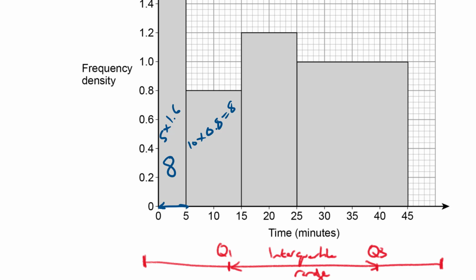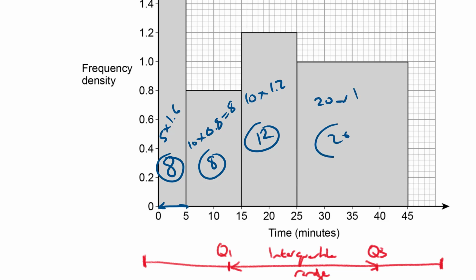This third bar has a class width of 10 and a height of 1.2, and that tells me it represents 12 people. And then finally the last bar has a class width of 20 and a height of 1, so that represents 20 people. Let's double check that adds up to 48: 8, 16, 28, 48. Yes.